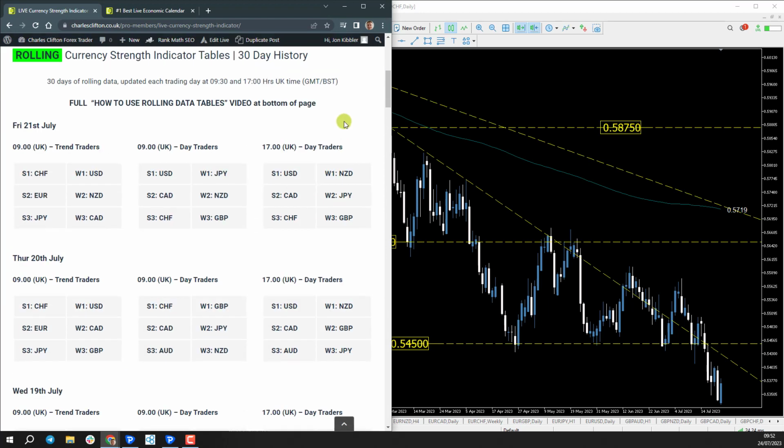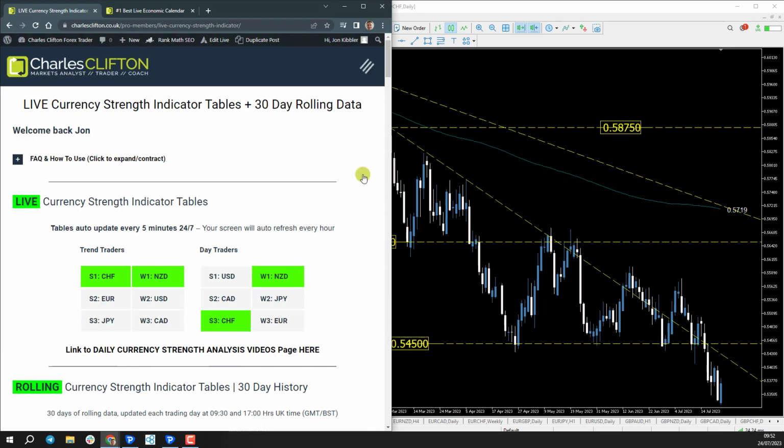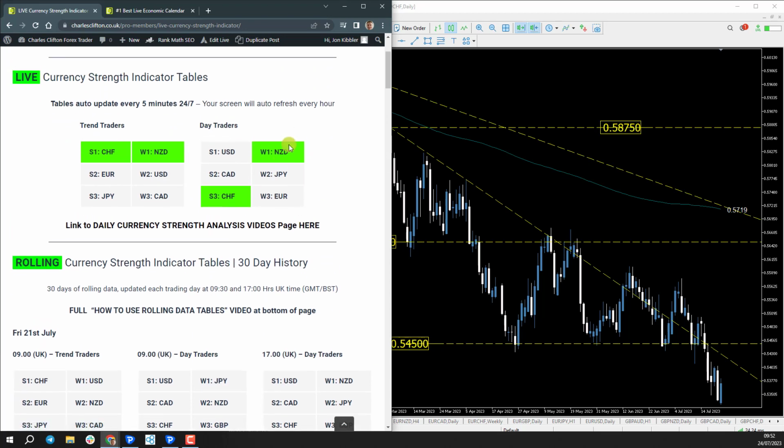It hasn't reflected yet on the table. Sorry, if I just bring that back in. It hasn't really been affected there on the tables yet. In fact, we've still got Kiwi and Swiss as the main currency pair to be focusing on.